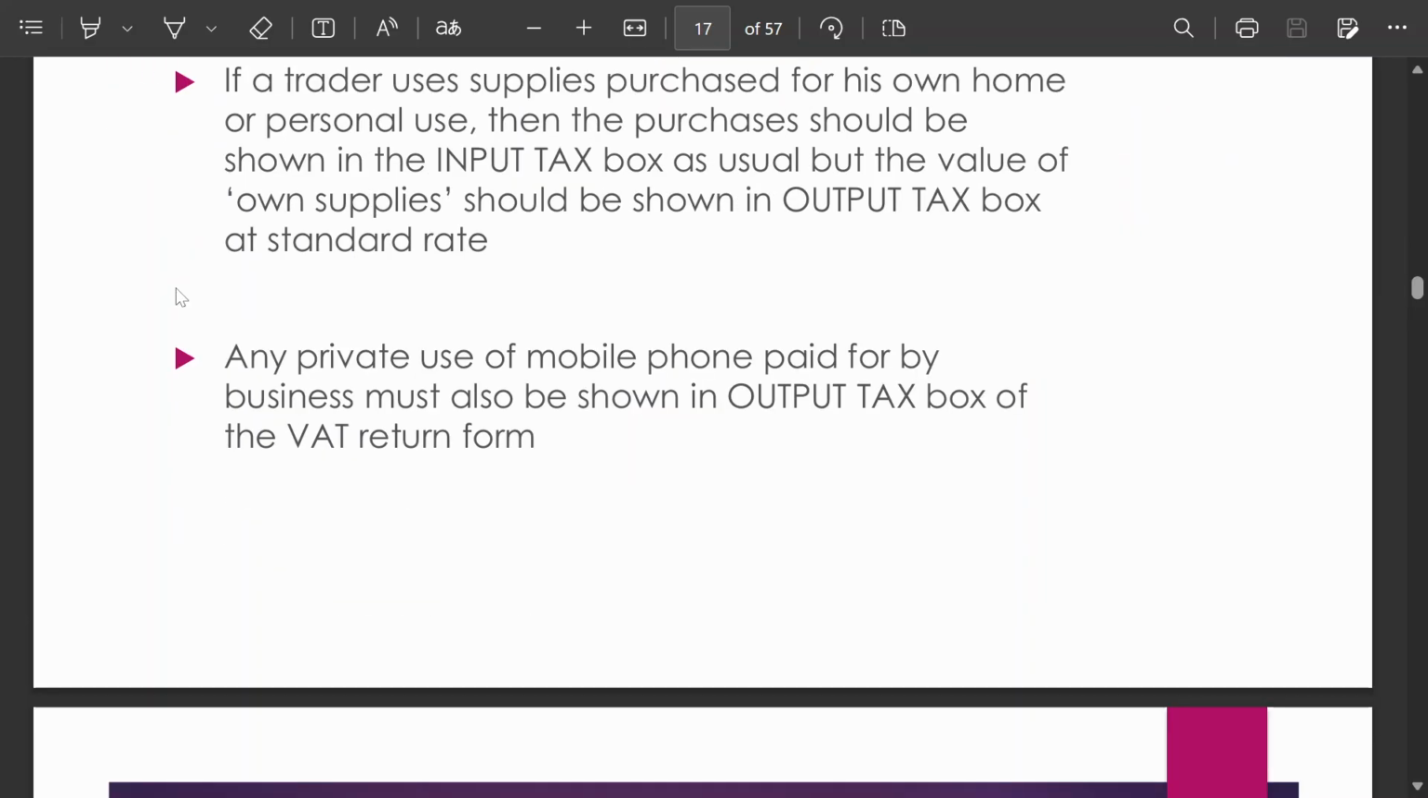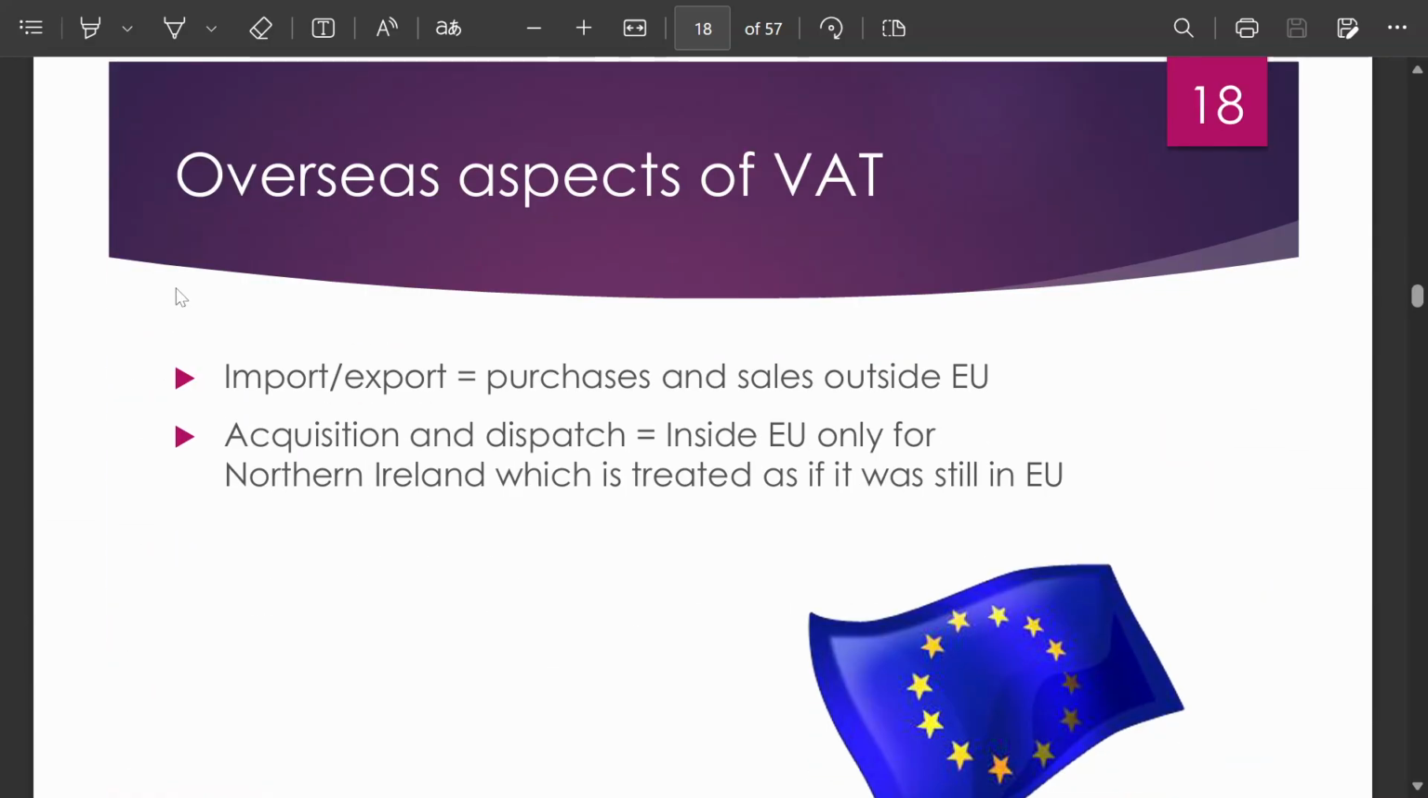Own supply, slide 17. Then overseas aspects of VAT. Now, here I would strongly recommend that you don't follow the material in the slides and the material in the Melville textbook. It's very complicated. You follow my framework. If you try to follow that, you'll get confused. It's very confusing and there are a lot of typos also actually.